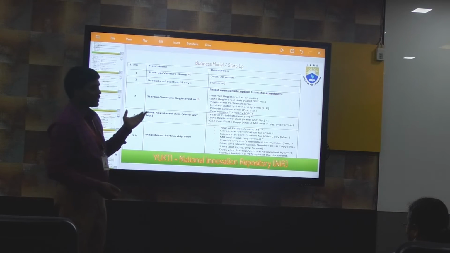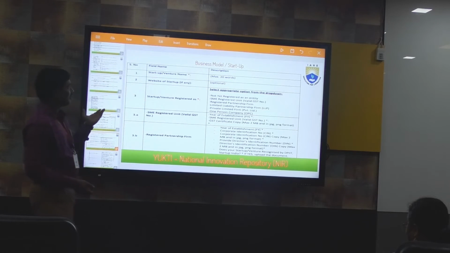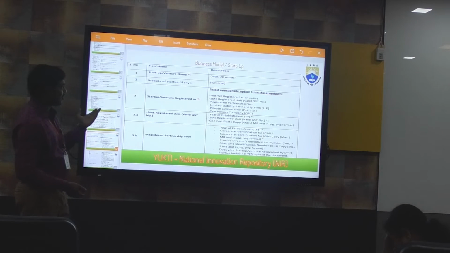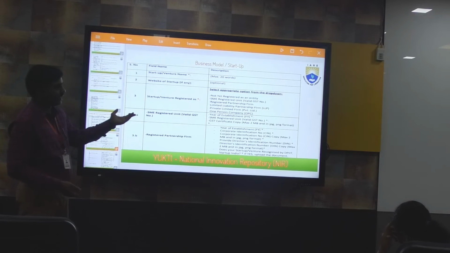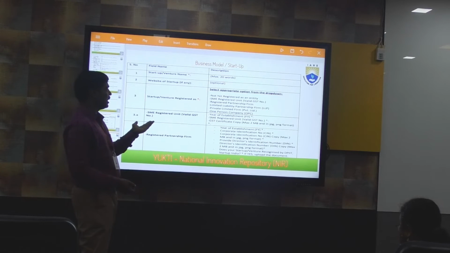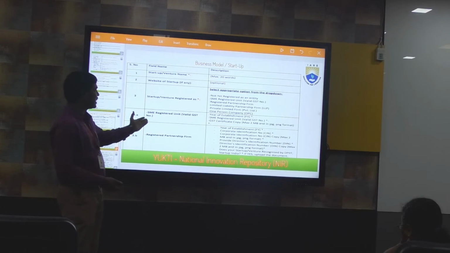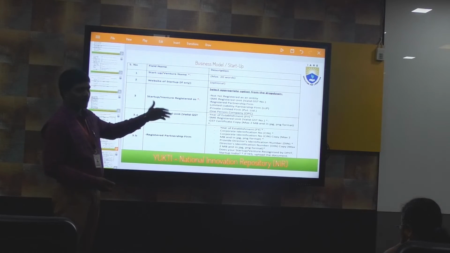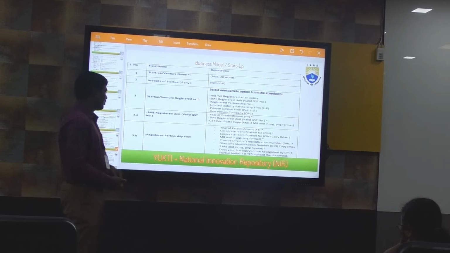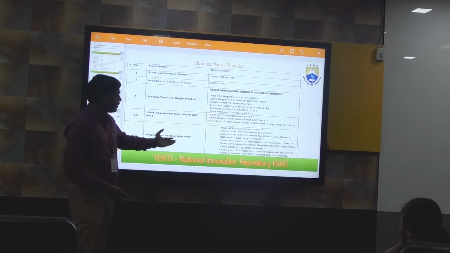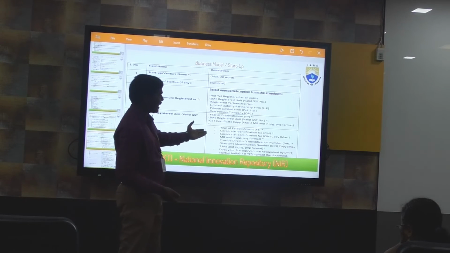And whenever it is a business model or startup, first there will be a startup or venture name. The website of the startup is optional. Then they have to state whether they are registered as a company or a firm, or there is no registration. Whether it is a private limited company or a one-person company, they have to define that. SME registration, registered unit. Companies generally should have a GST number, so they are asking for that number also. Registered partnership firm, year of establishment, corporate identification number.